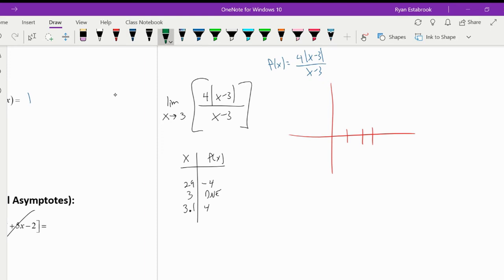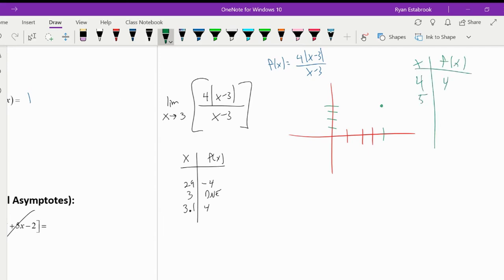Let's plug in 4. And the numerator, 4 minus 3 is 1. Absolute value of 1 is 1. 4 times 1 is equal to 4. And the denominator, 4 minus 3 is 1. So 4 over 1 gives us a value of 4. So when I plug 4 in, I got a value of 4.